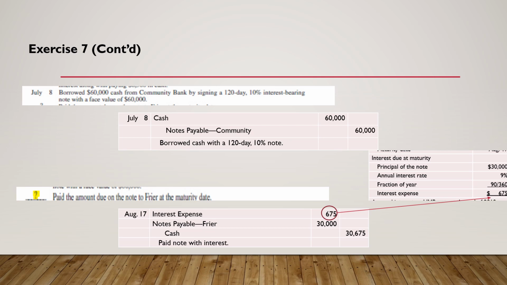And as I stated, the maturity date is August 17th, since the note was taken on May 19th, and it's for 90 days. The term of the note is 90 days. So the maturity date will be August 17th as it's written here in the entry. Okay.